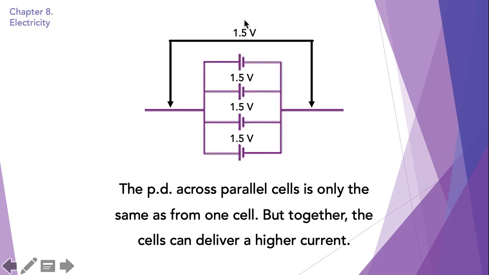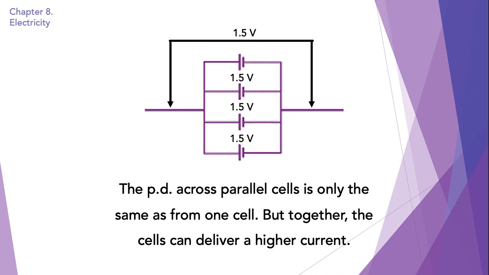Whereas in parallel cells, the potential difference across them is only the same as from one cell, but together the cells can deliver a higher current. So if the potential difference is 1.5 volts, then each of the cells would get 1.5 volts. It is the same as for one cell, but together all of these cells with 1.5 volts can deliver a higher current. So you can see that a parallel system is better than a series system because it needs less potential difference and can convert that into a higher current.